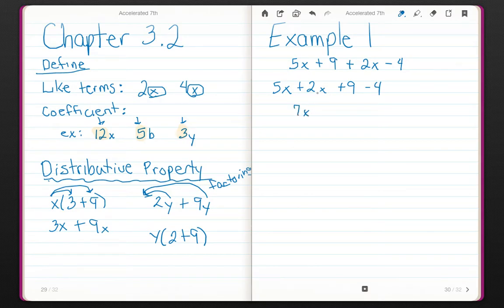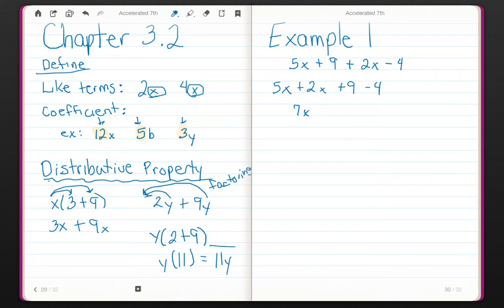Now, why is 5x plus 2x equal to 7x? Let's go back to my factored problem. Here I have y times (2 plus 9). I'm going to solve according to the order of operations. 2 plus 9 is 11 times y, which we also call 11y. So 2y plus 9y equals 11y. So instead of using the factoring, like I did with the distributive property, I can just add 5x plus 2x. 5 plus 2 is 7, so my answer is 7x.